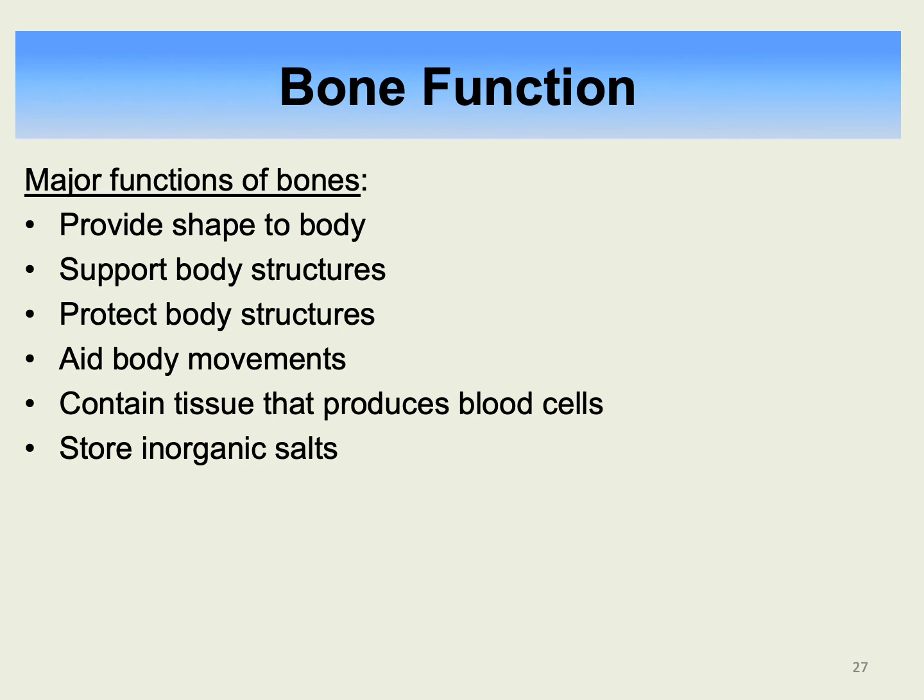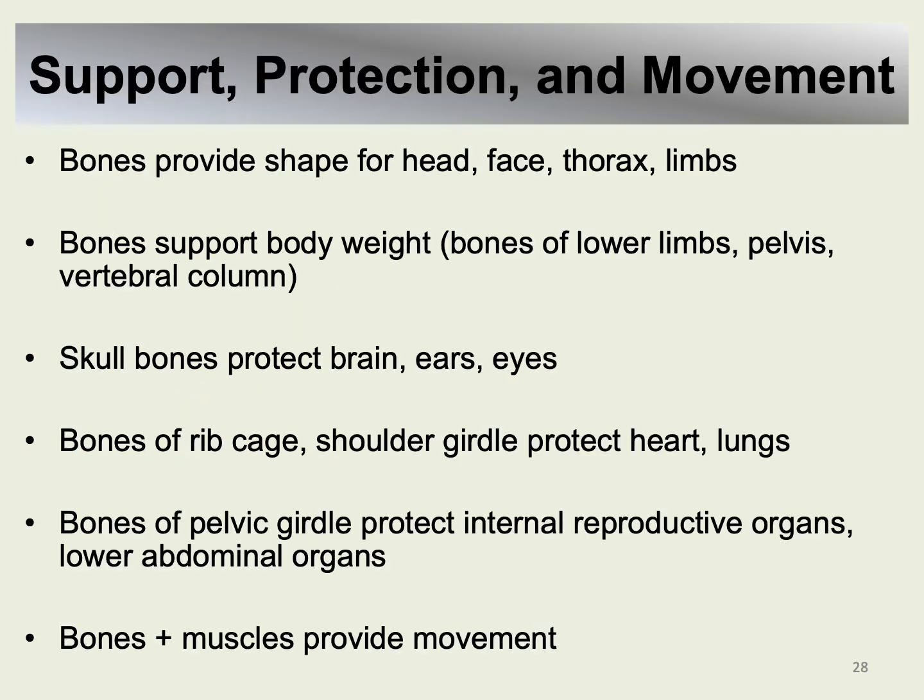So let's repeat the bone functions one more time. They provide the shape to the body, they support and protect the body structures, and they aid body movements. They contain tissue that produces the blood cells, and they store the inorganic salts. So bones, we said, provide shape for the head, face, thorax, limbs. Bones support the body weight. Bones of the lower limbs, pelvis, and vertebral column are mostly the ones that support the body weight.